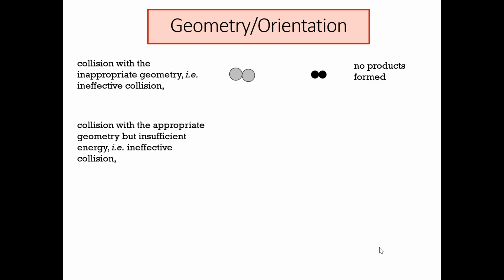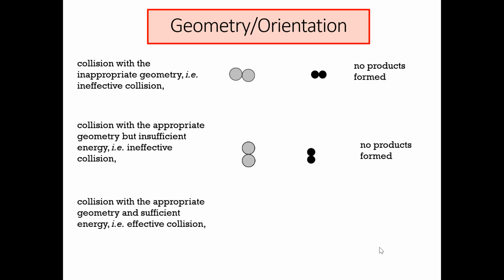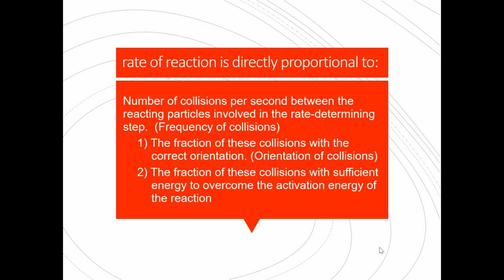Collision with appropriate geometry, but insufficient energy in the colliding particles, you will also end up with an ineffective collision. They collide correctly, but because there is not enough energy, that's why it is very slow in the animation. If your collision is with appropriate geometry and sufficient energy, resulting in an effective collision, this is how it will look. And then you have your product formed. So this is the difference here. We have the two requirements and we need to fulfill both of them.